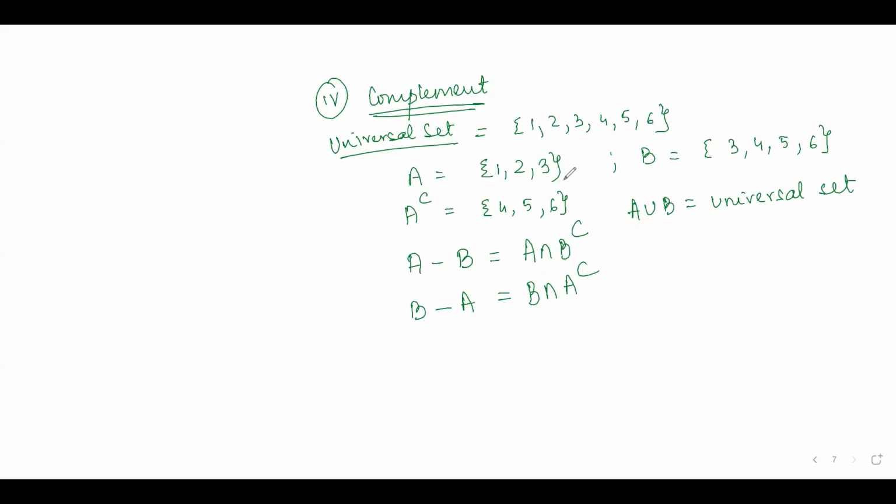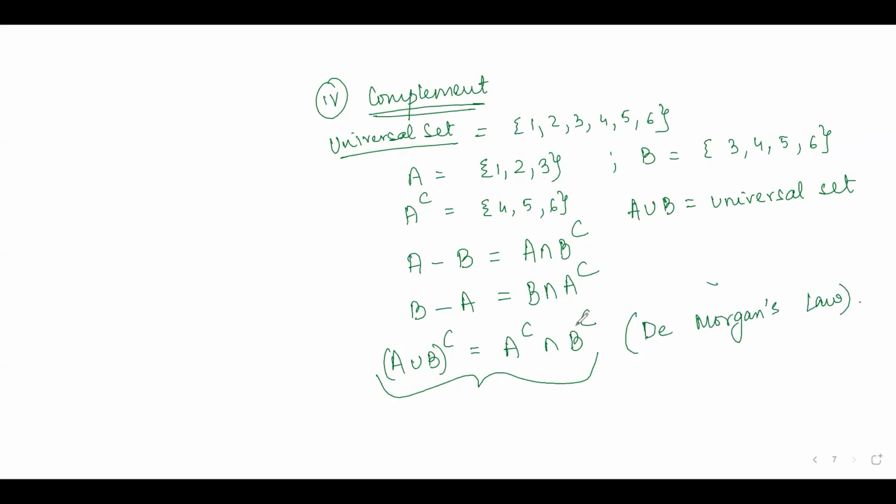There are various operations on the operation of set also. Like for example, A union B whole complement can be written as A complement intersection B complement. Can anyone tell me who first basically derived this? And it's named after him. It's called dash law. Can you specify in the chat box? It's what law? It's De Morgan's law. That's correct. It's De Morgan's law. Okay. A union B complement is A complement intersection B complement, and A intersection B complement is A complement union B complement.